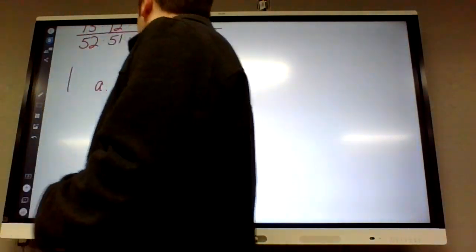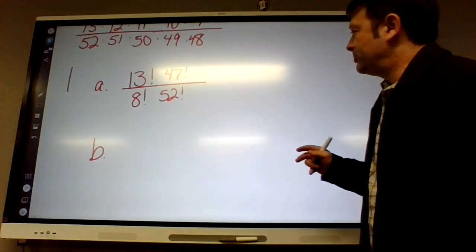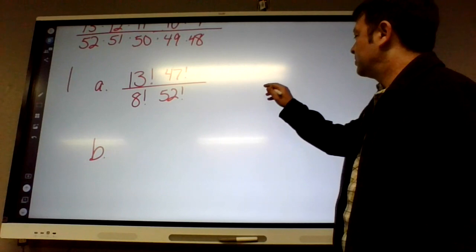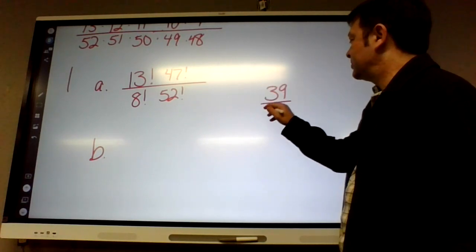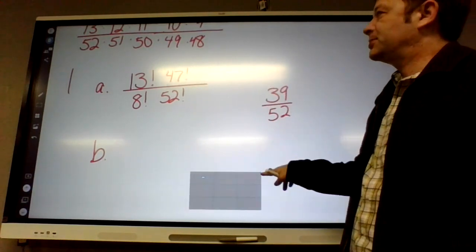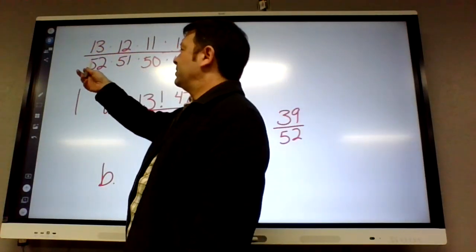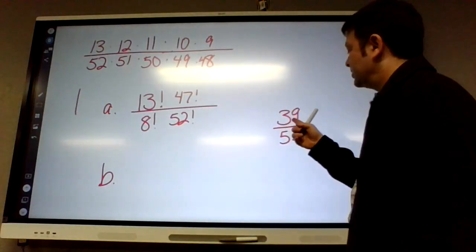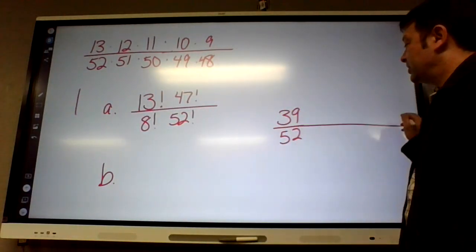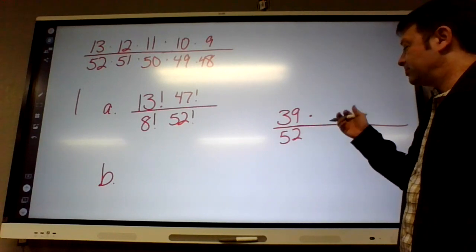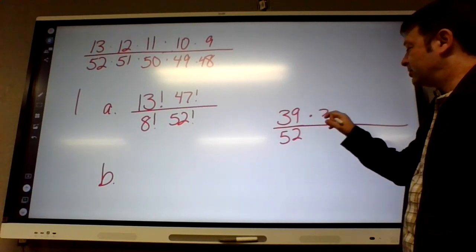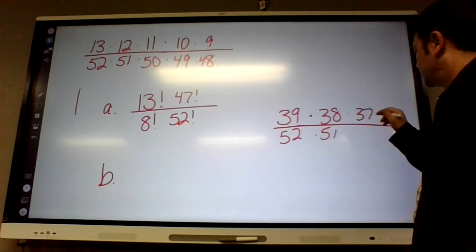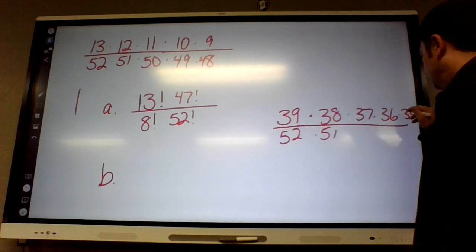Okay, what's the probability of getting no hearts? So what's the probability that your first draw is not a heart? 39 out of 52. So there's 13 hearts, and there's 13 times 3 not hearts. So that's 39 out of 52. And the second one being not a heart is 38 out of 51. And then there's 5 draws.